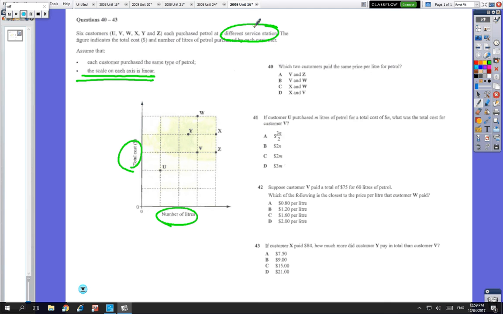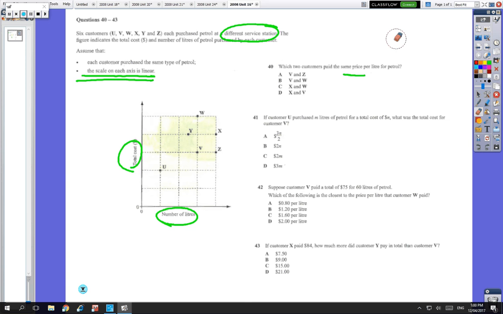Okay, so the first question is question 40, so can you have a go and put your answer down when you're ready. Okay, so we're looking for customers to pay the same price. So for the same price, they get the same litres. Sorry, I beg your pardon, we'll start that again. To get the same price, there's going to be a linear relationship between them.